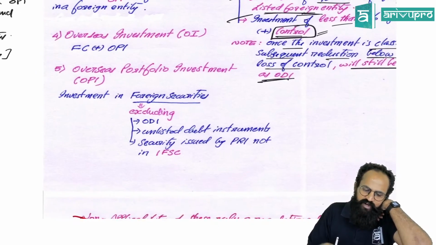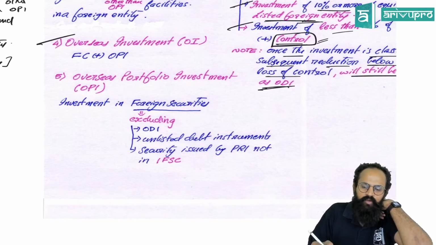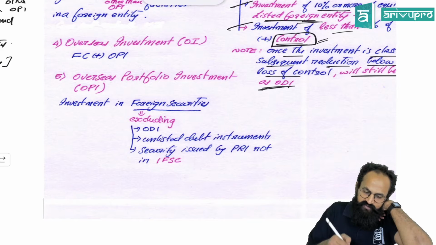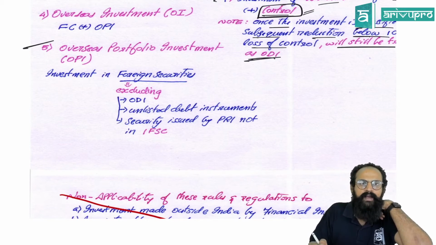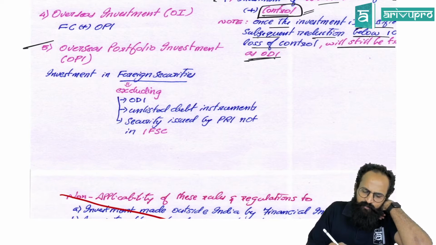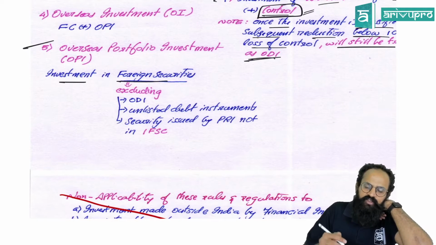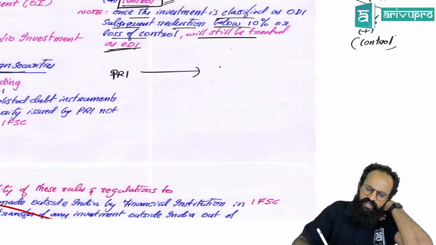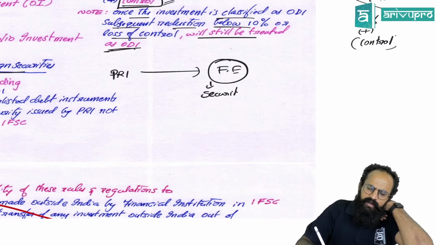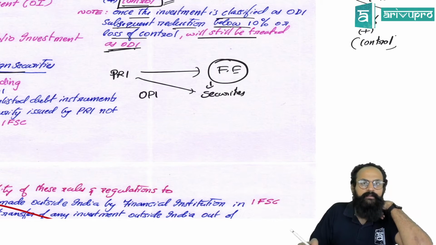The third one is called overseas portfolio investment, OPI. Let us first finish OPI. What do you mean by OPI? OPI means, people, investment in foreign securities. Meaning, the same thing: OPI is investing in a foreign entity, in some securities. This foreign entity has issued some securities, I'm investing money in those securities, and that is called OPI.